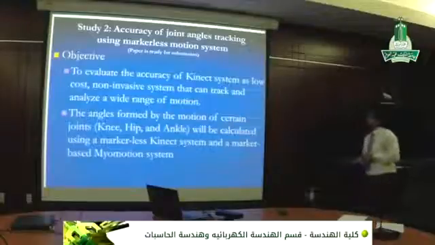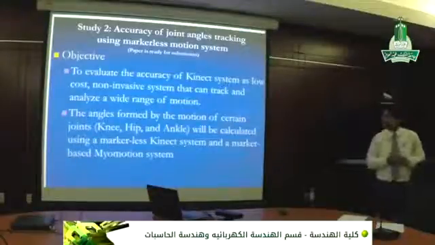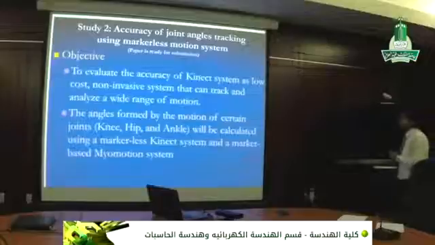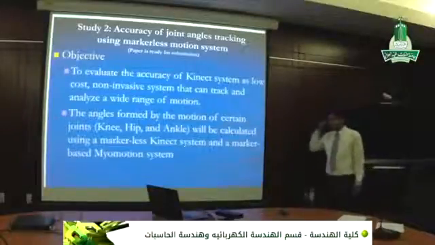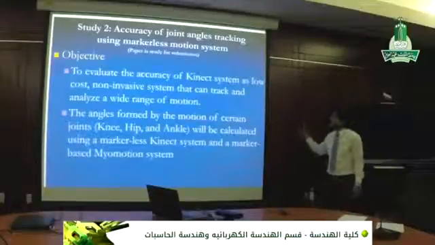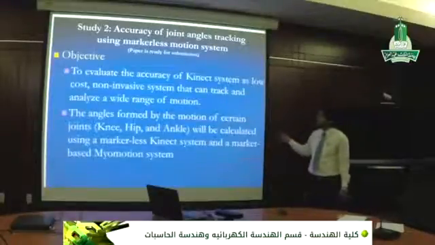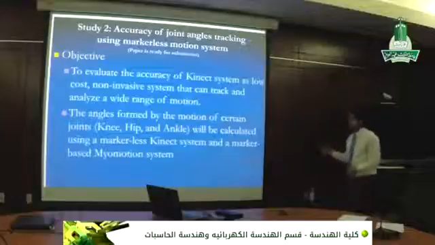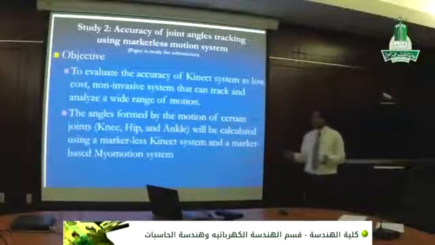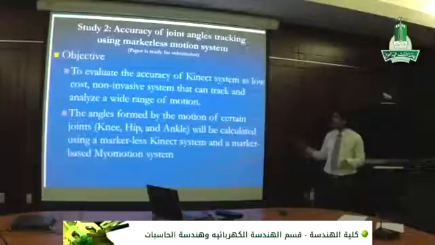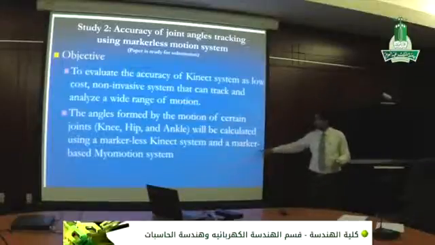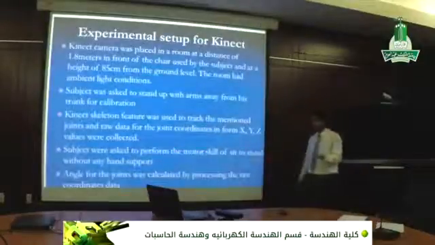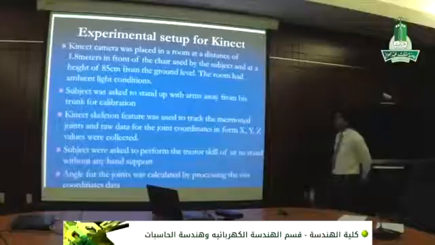Now, this is the second study that we conducted: accuracy of joint angle tracking using a markerless motion system. The study for the second paper is ready for submission to a journal. The objective was to evaluate the accuracy of the Kinect system as a low-cost, non-invasive system that can track and analyze a wide range of motion. The angles formed by the motion of certain joints will be calculated using the markerless Kinect system and the Maya motion system that we have discussed earlier.